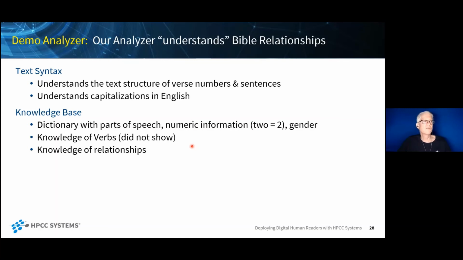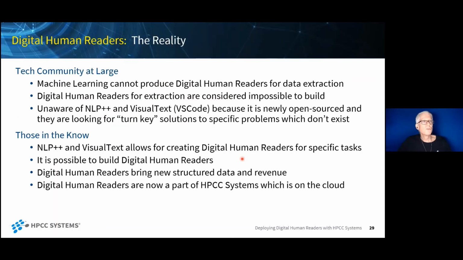Well, the reason we know we're understanding this is because the system has understanding of the text and the syntax of the text. It understands the text structure of verse numbers and sentences. It understands the capitalizations in English, what would be a name, for example. It also has a knowledge base, a dictionary of parts of speech and number information like 2 = 2, gender. It has knowledge of verbs. I didn't show this because we don't have enough time to show everything in the short amount of time. And of course, we have knowledge of relationships, which come in this case in the form of rules that we apply in our programming.